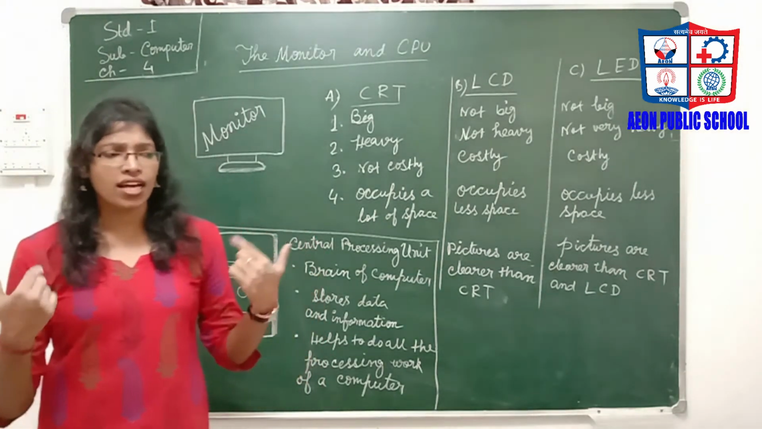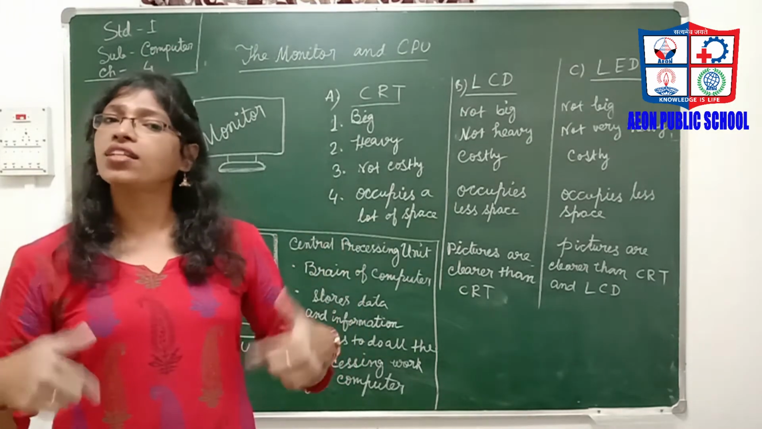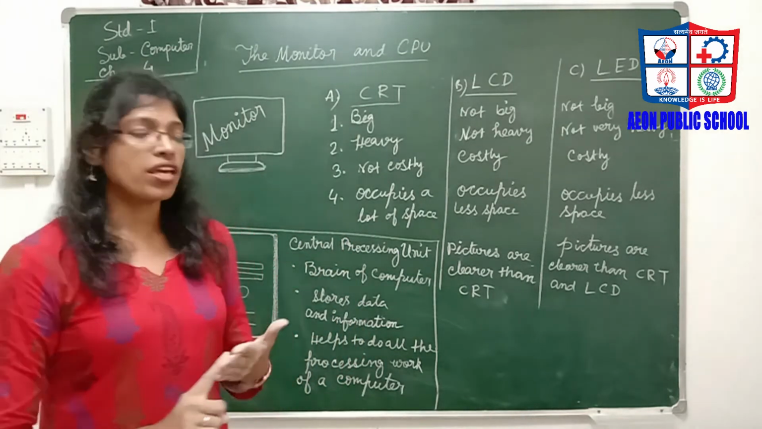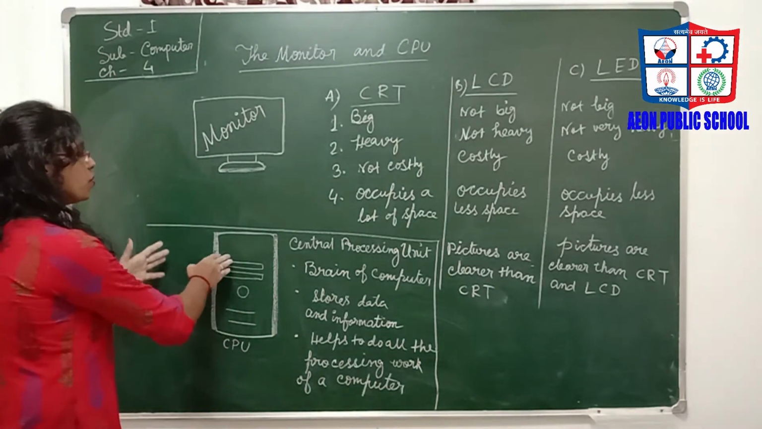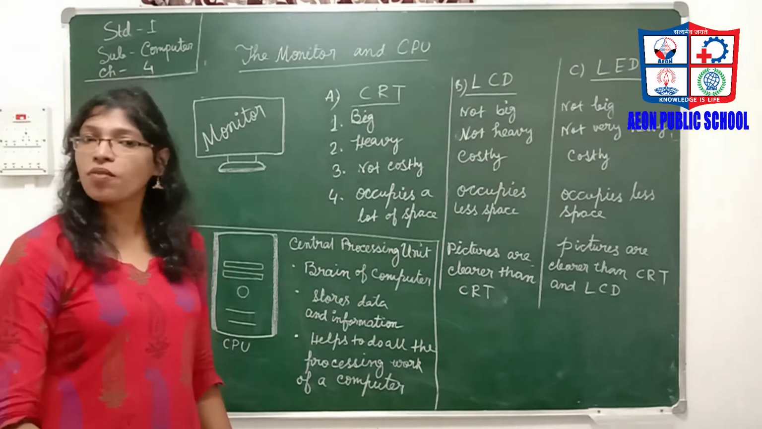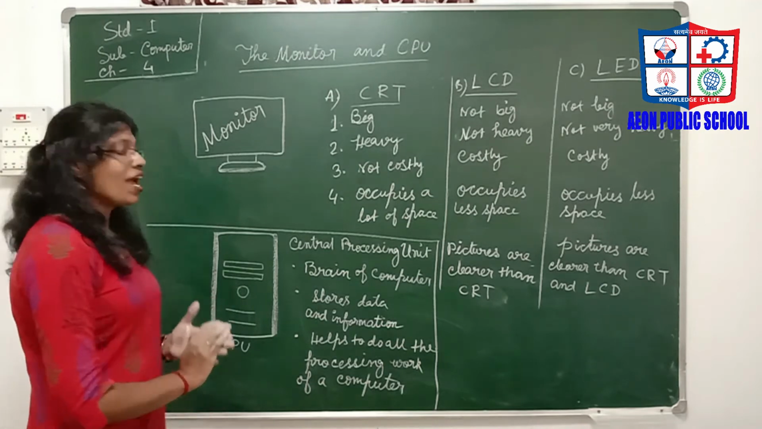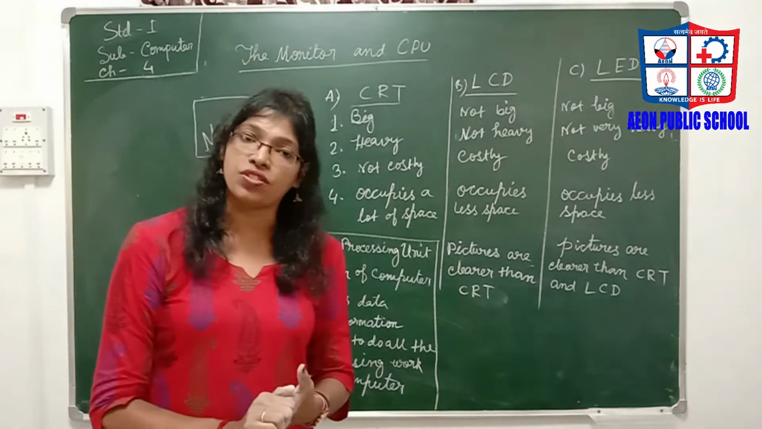As you know, in our body, our brain helps activate the work of the other parts. In the same way, the CPU helps the other parts of the computer to perform their functions. That's why we call the CPU the brain of a computer.